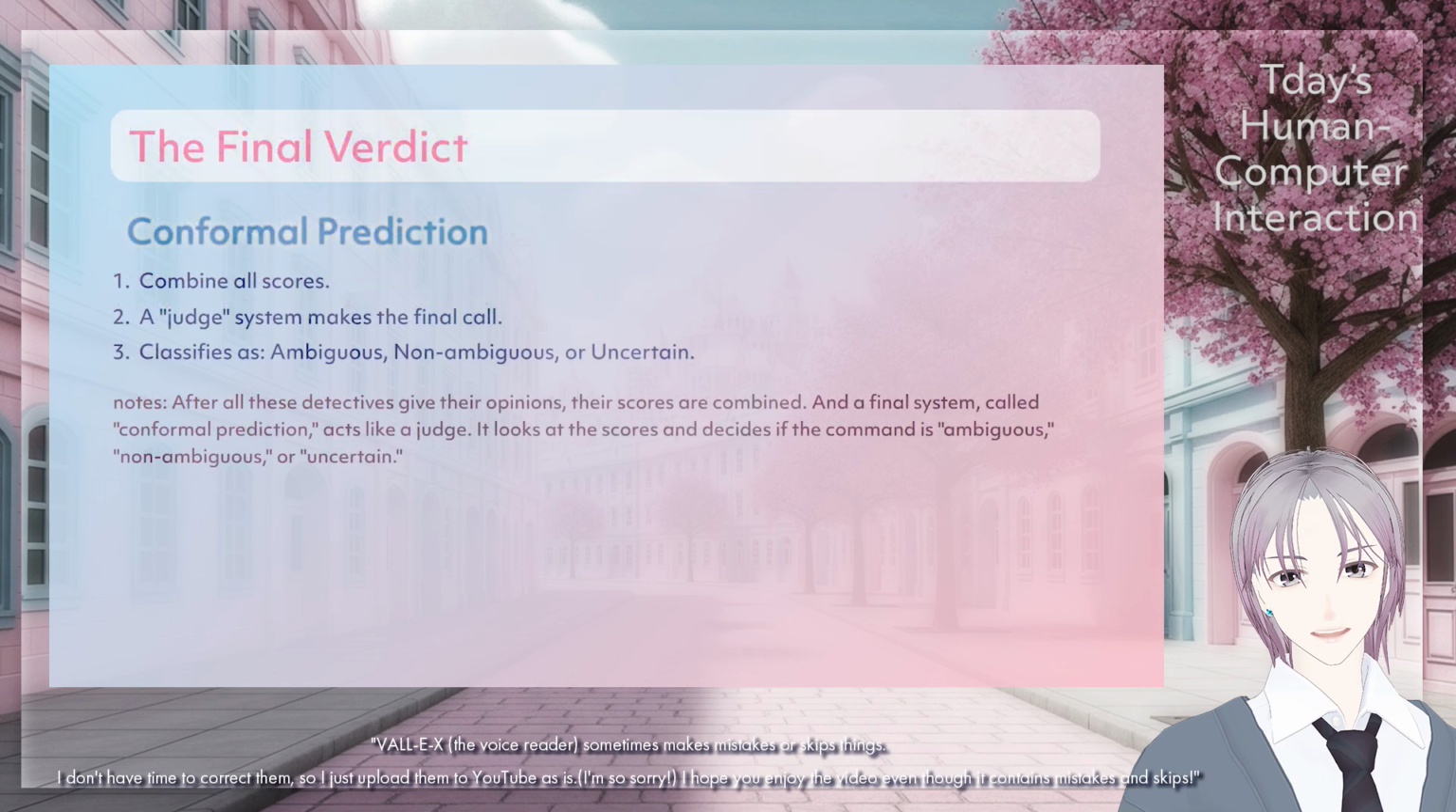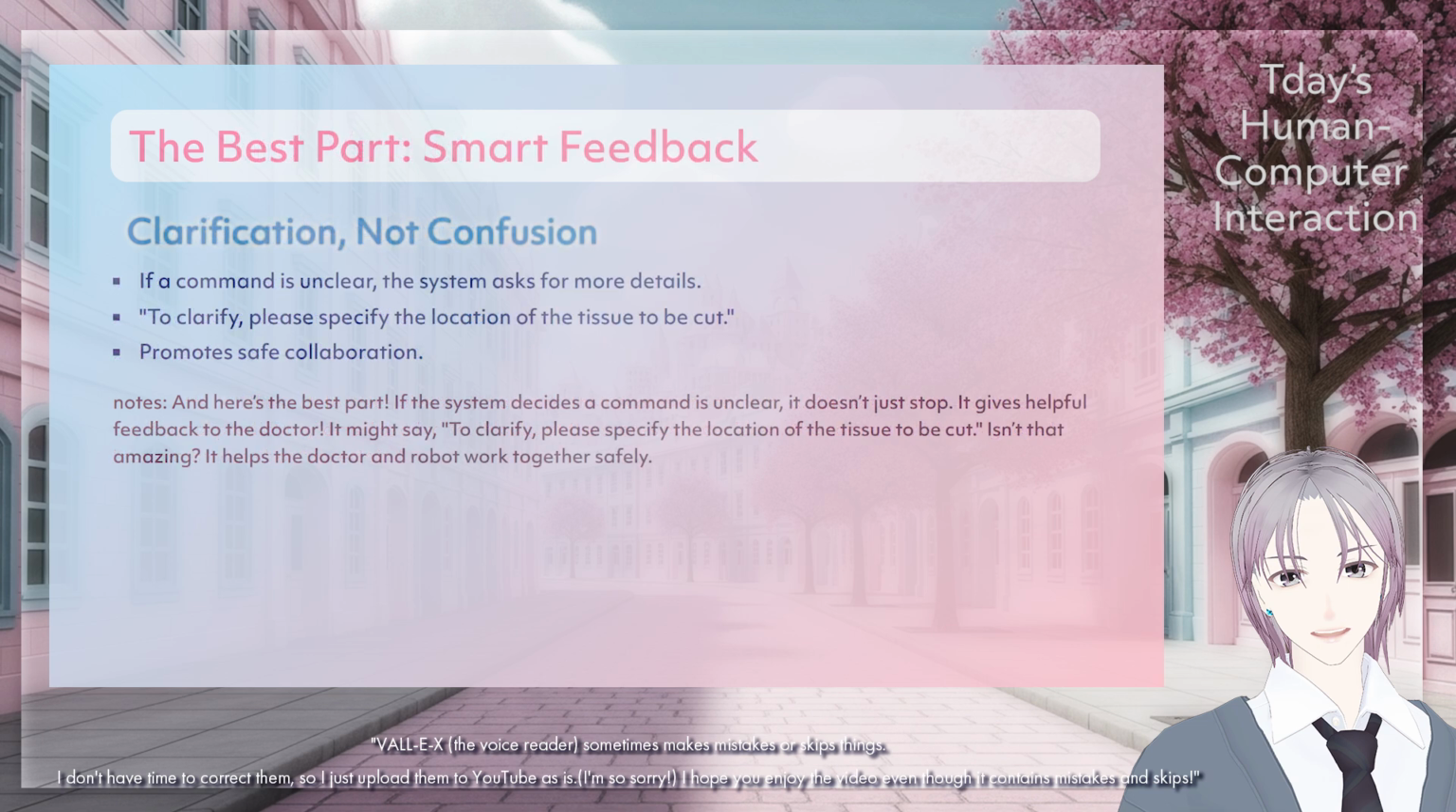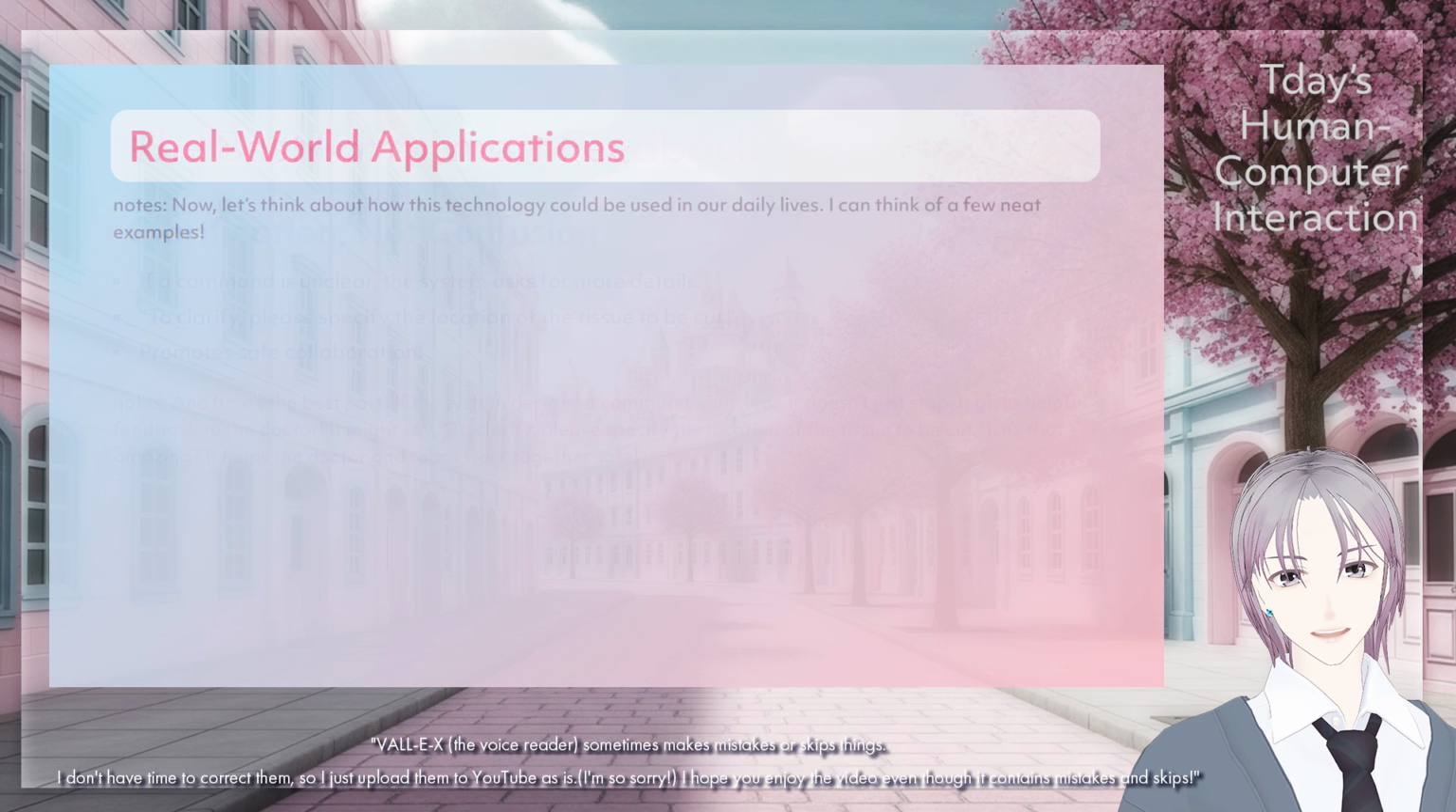After all these detectives give their opinions, their scores are combined, and a final system, called a predictor, looks at the scores and decides if the command is clear, ambiguous, or uncertain. And here's the best part. If the system decides a command is unclear, it doesn't just stop. It gives helpful feedback to the doctor. It might say, to clarify, please specify the location of the tissue to be cut. Isn't that amazing? It helps the doctor and robot work together safely.